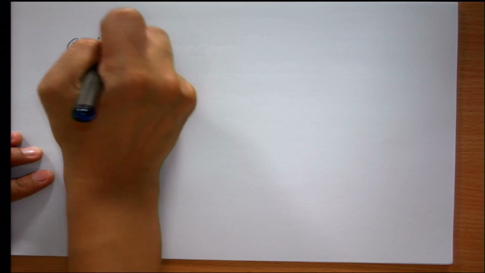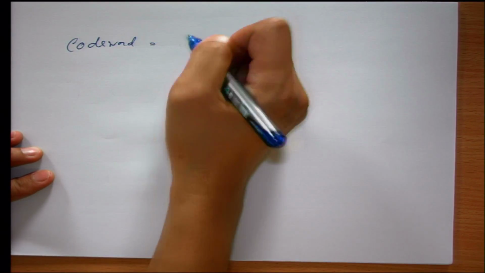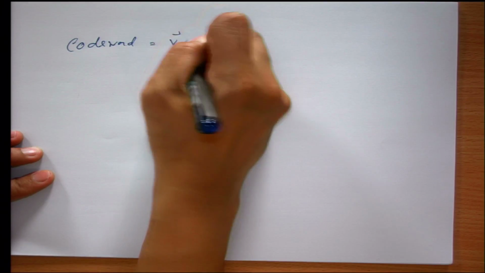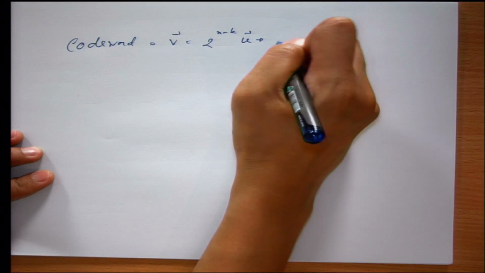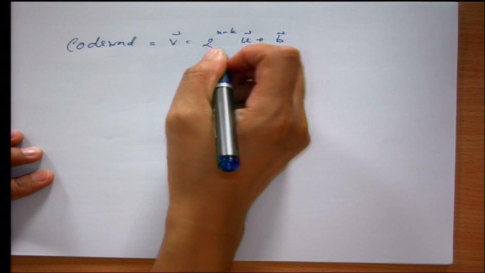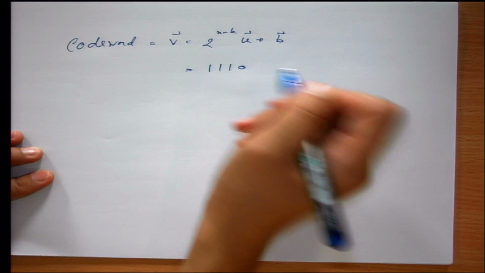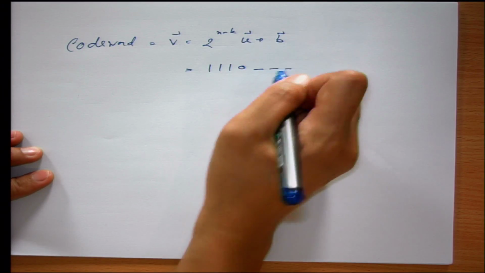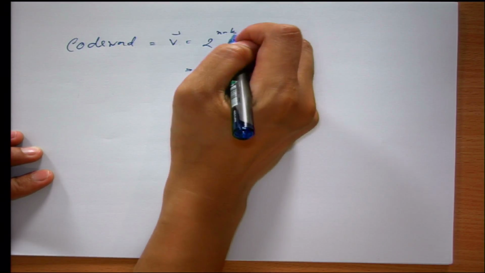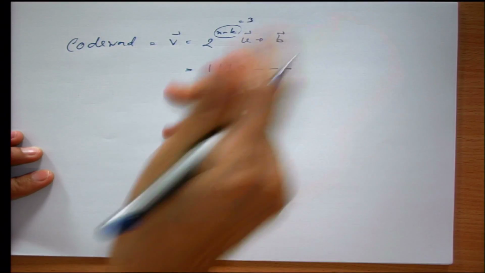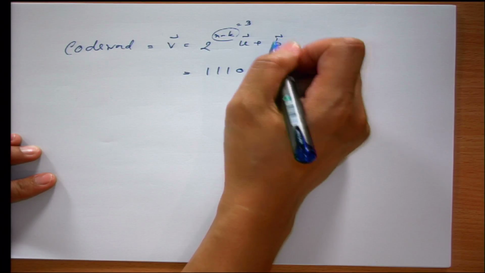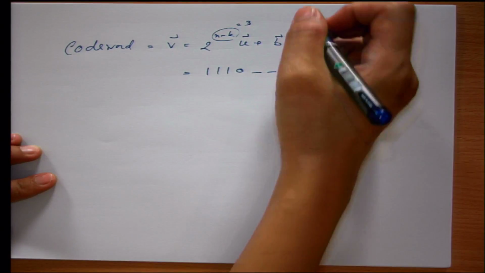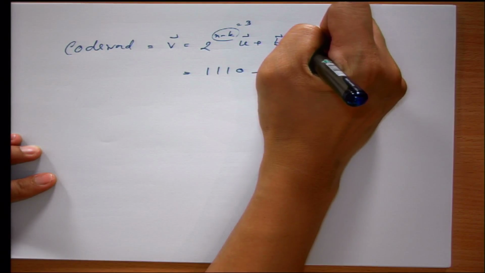So the code word for this case would be V equal to 2 to the n minus k times u plus the frame check sequence, and this one is 1110. That is shifted by 3 bits to the left because it is multiplied by 2 cubed, so shift to the left. And B is the parity check bits, or the frame check sequence. And we just compute the B.